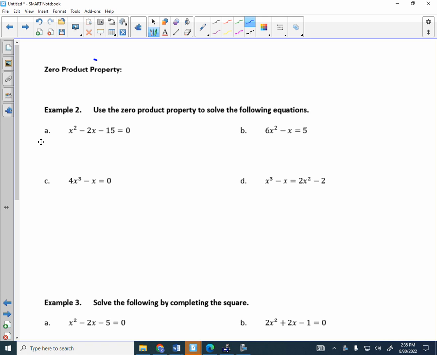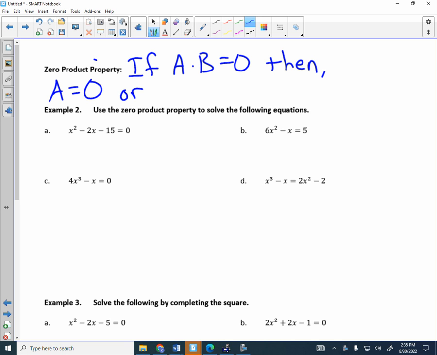Okay, zero product property. This is a misunderstood piece of business right here, and I'm going to be pretty transparent about the stuff we do to mess this up. If A times B is equal to 0, then what? You're smart people, let's use some logic. If A times B is 0, then what? Either A or B is 0. Very good. Then A equals 0 or B equals 0.